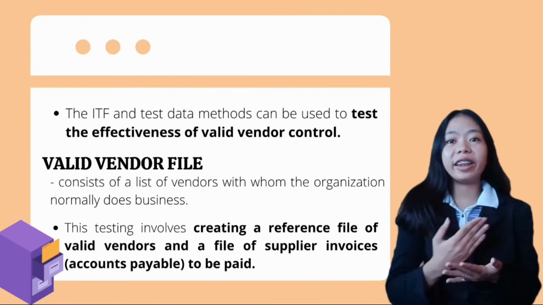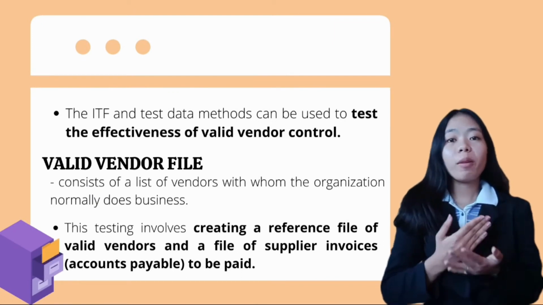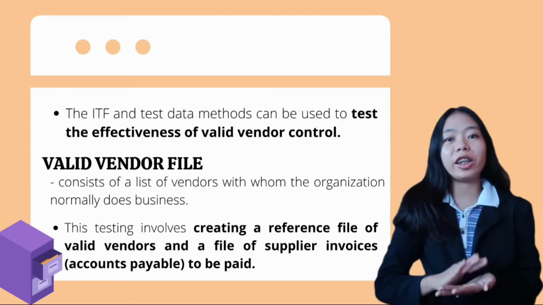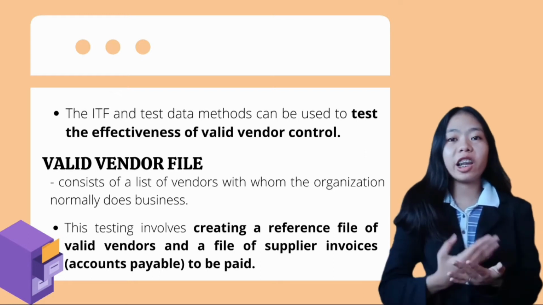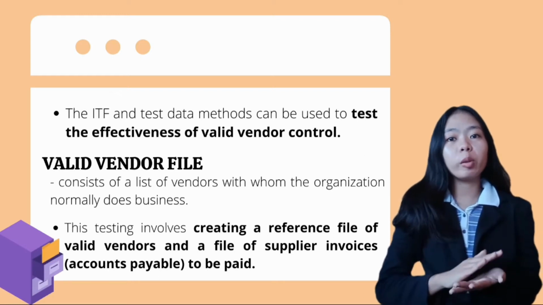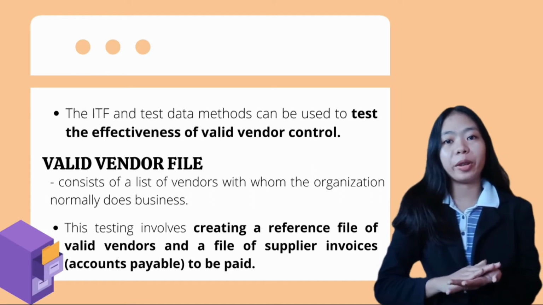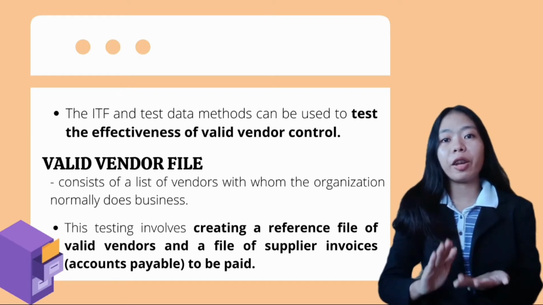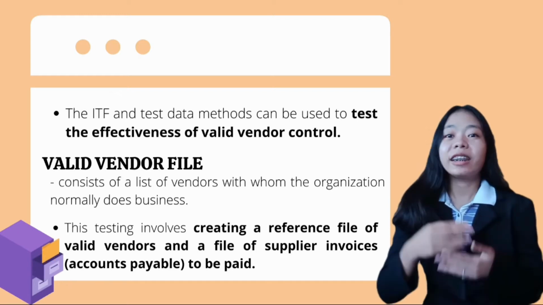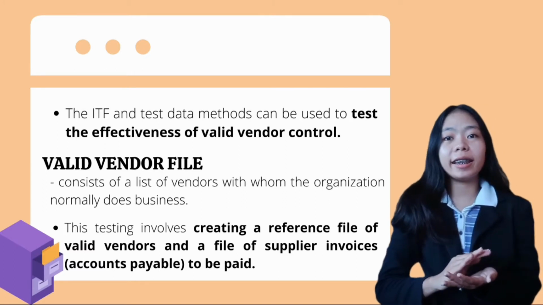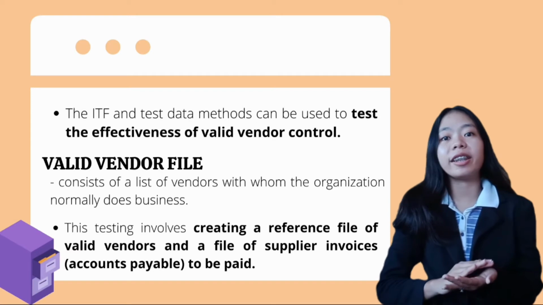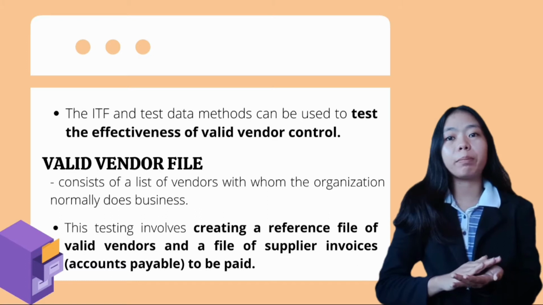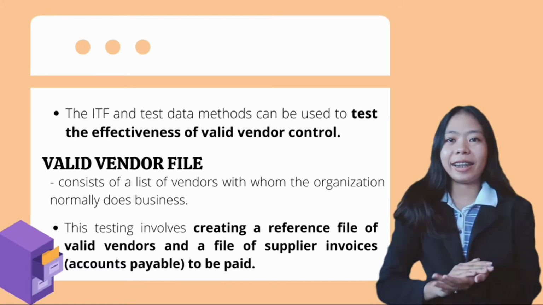Similarly, the ITF and test data method can be used to test the effectiveness of the valid vendor control. A valid vendor file consists of a list of vendors with whom the organization normally does business. Fraudulent transactions in the expenditure cycle often culminate in a payment to someone posing as a legitimate vendor. This testing involves creating a reference file of valid vendors and a file of supplier invoices or accounts payable to be paid. The efficient use of logic testing CAATTs such as ITF requires determining in advance the input and process controls to be tested. A single audit procedure can be devised that performs many or all of the needed tests.